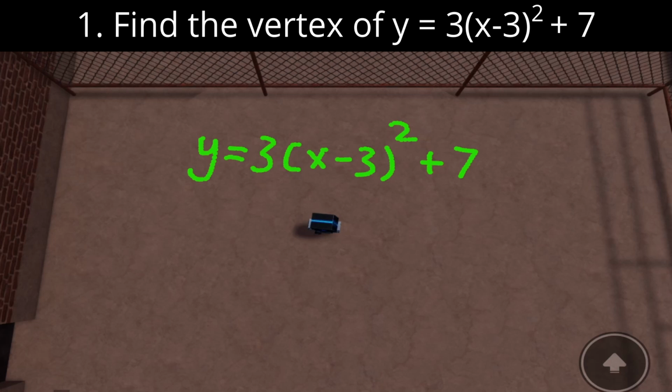In today's video, we're going to cover how to find the vertex of any parabola, so let's get right into it. In this first problem, we have that y equals 3 times (x minus 3) squared plus 7. We need to recognize that this is in vertex form. What is vertex form?